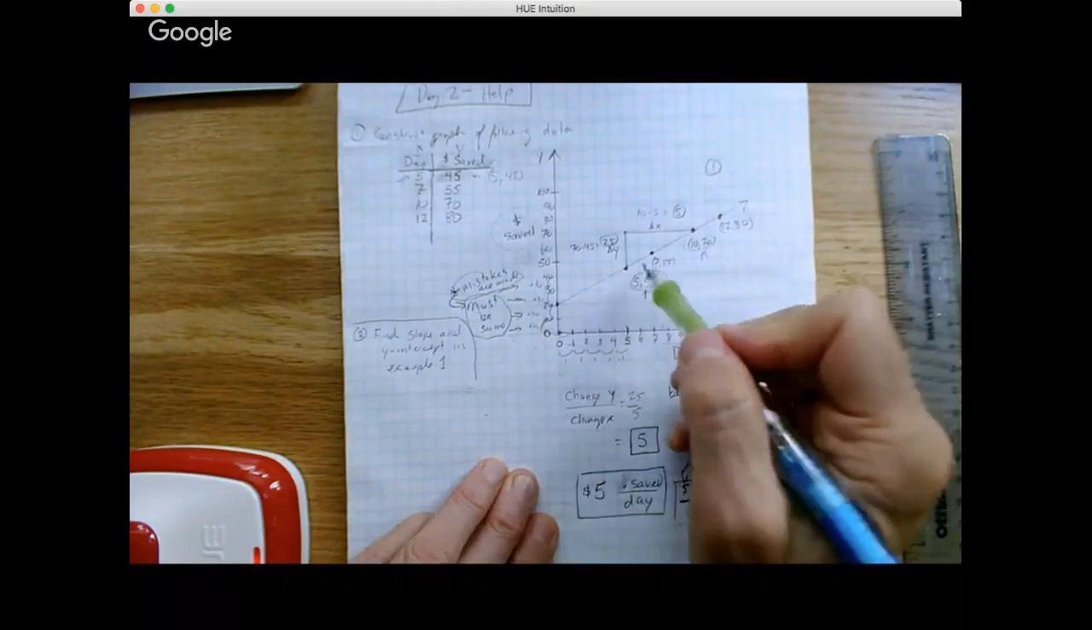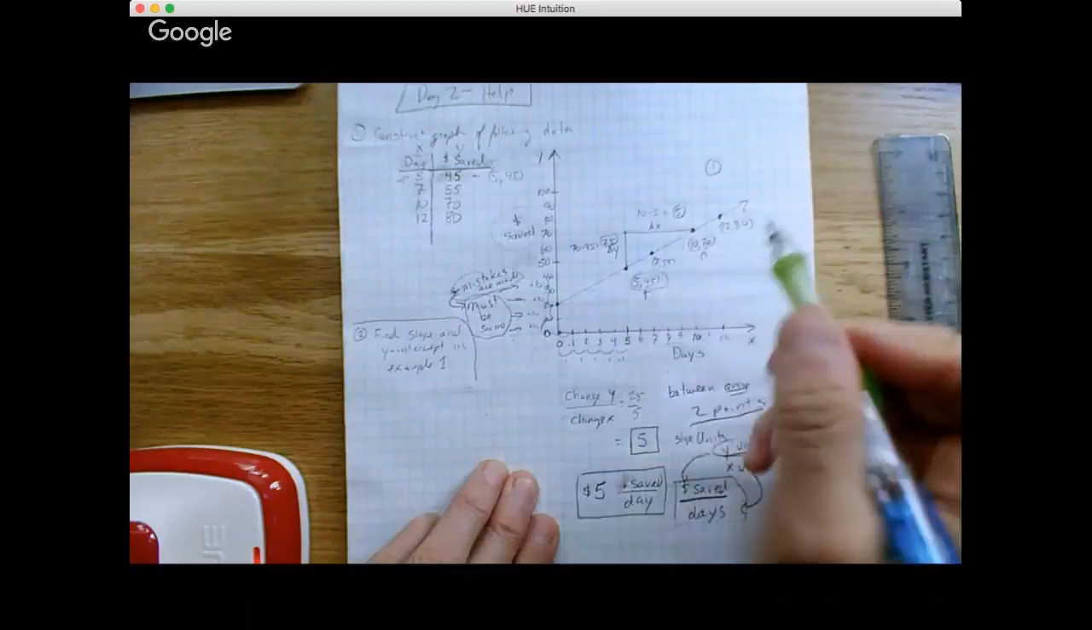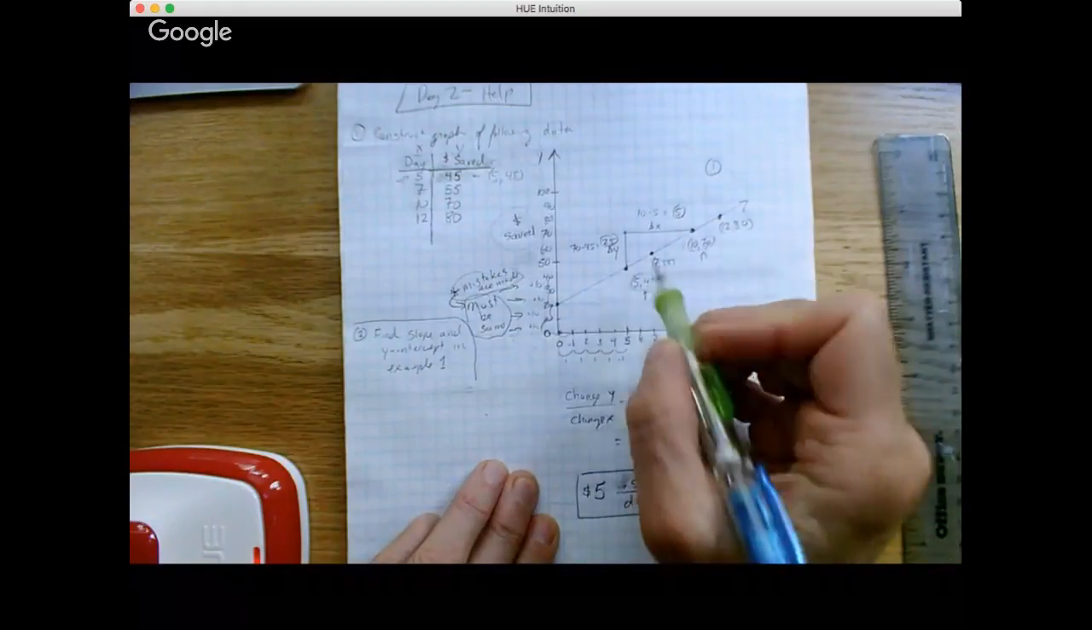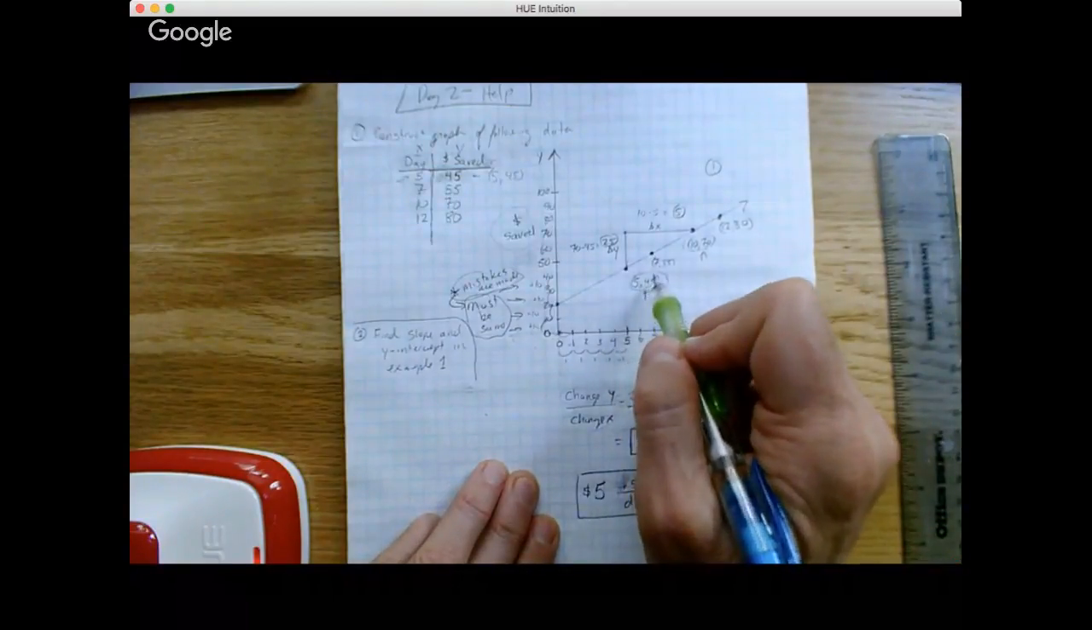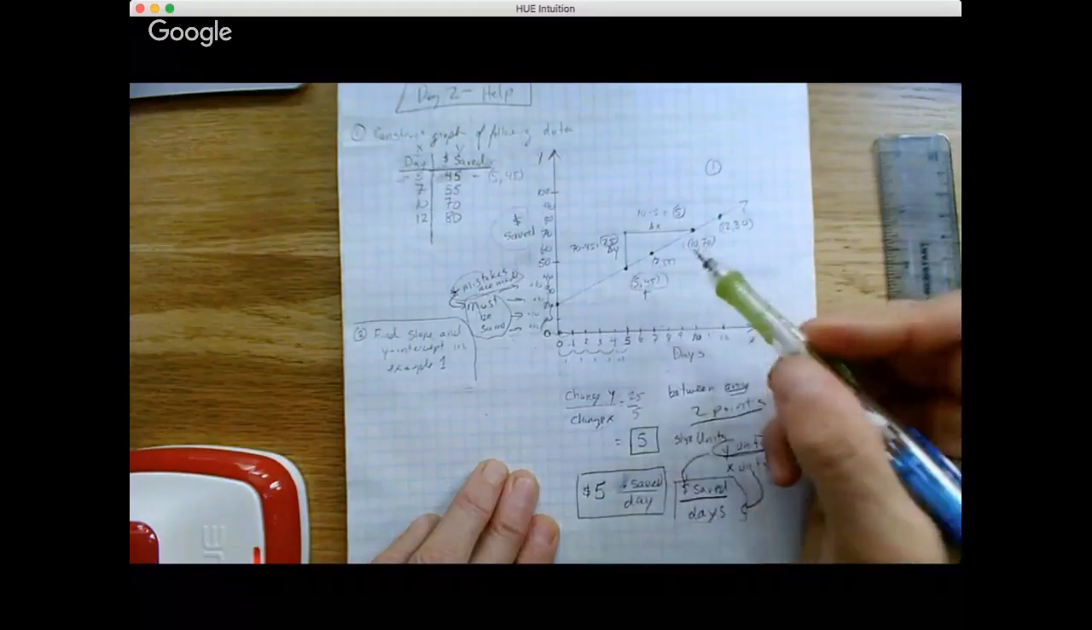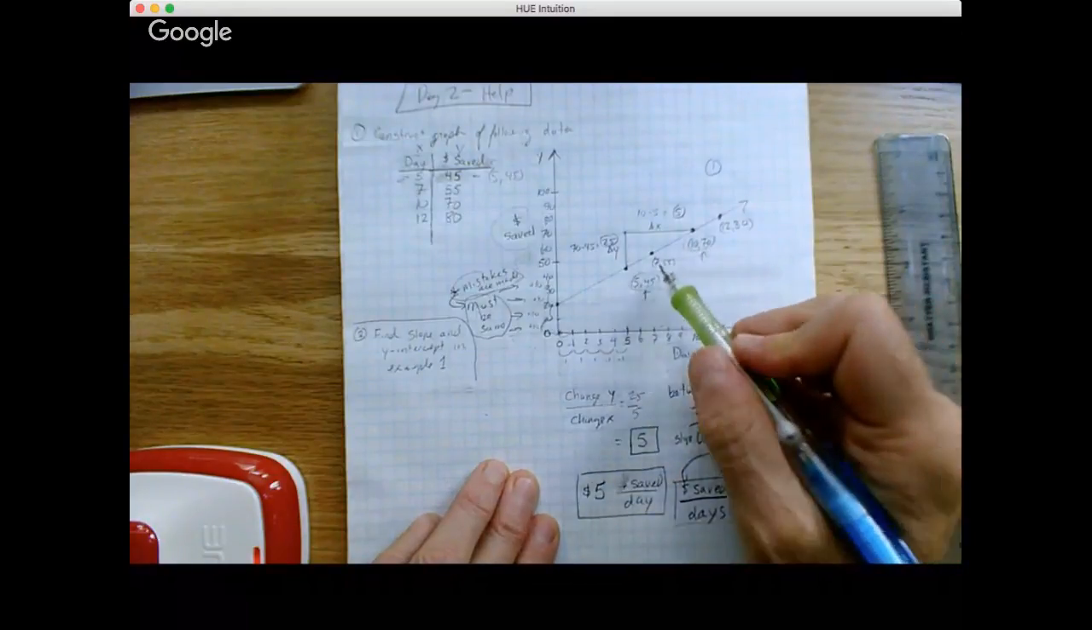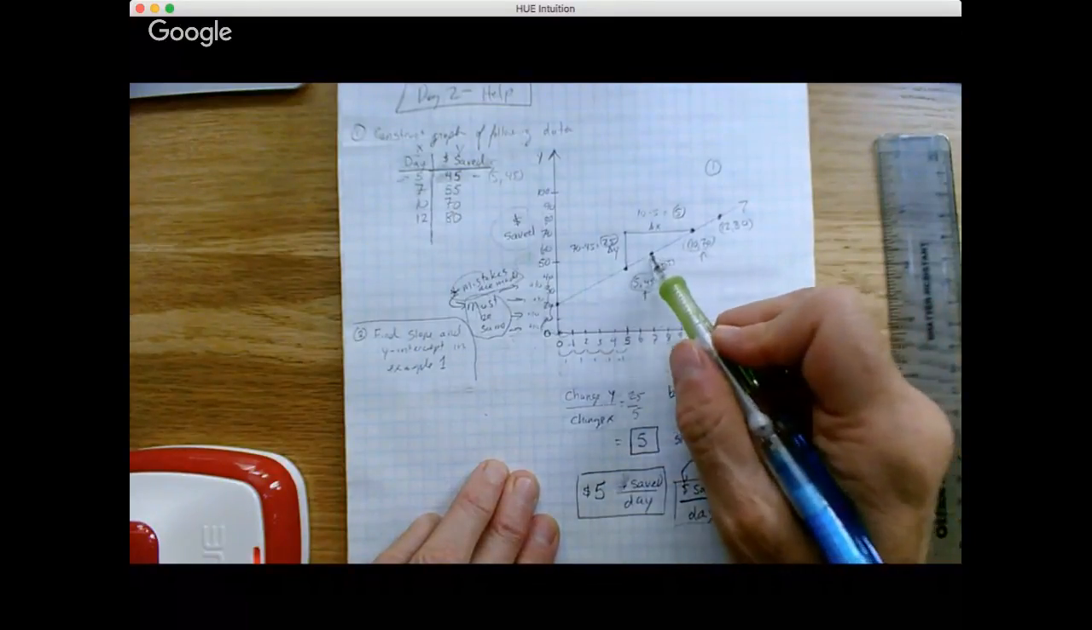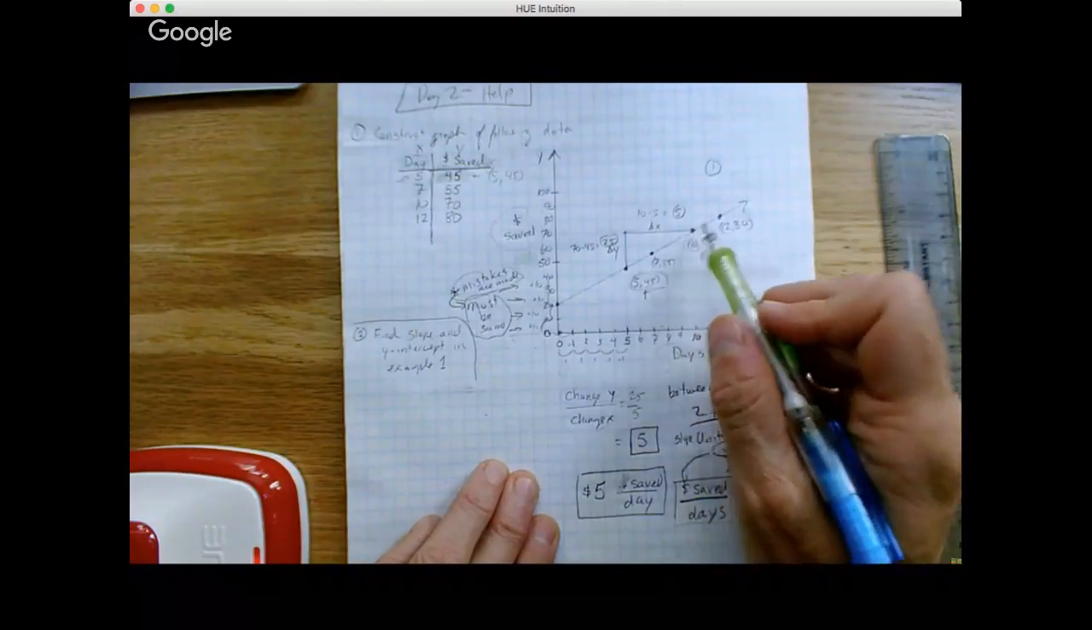So this person is saving $5 every day, which makes sense because if on day 5 they had 45, then on day 6 they'd have 50 if they saved 5. And then on day 7, they'd have 55, another 5, and they consistently save $5 every day.